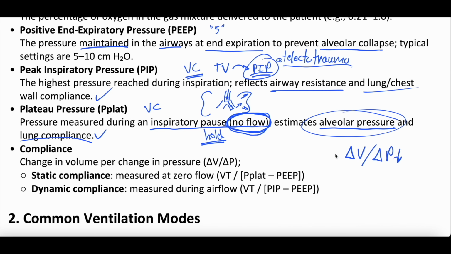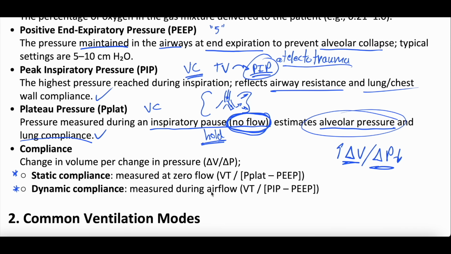The denominator is lower and the numerator is higher. So a higher compliance means stretchy, or easier to inflate without generation of much pressure, that change in volume over that change in pressure. There are two different types of compliance talked about. There's static compliance and dynamic compliance.